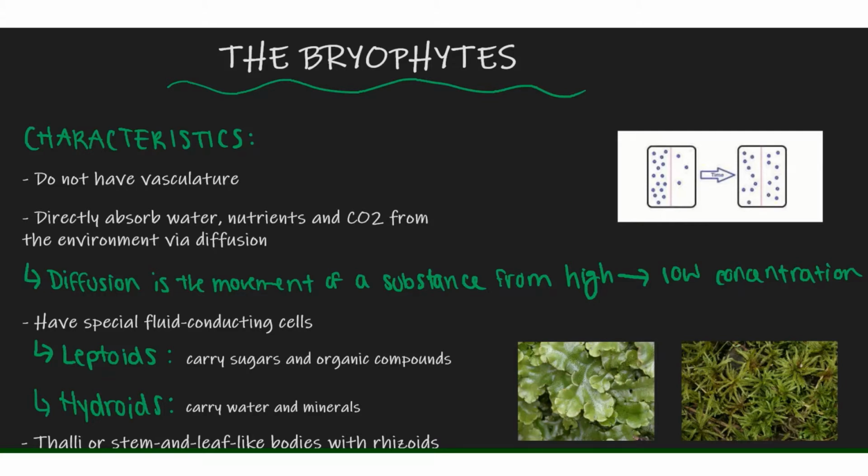So because they do not have vasculature, they then directly absorb water, nutrients, and carbon dioxide from their environment via diffusion. Looking at this image right here, this is an example of diffusion.